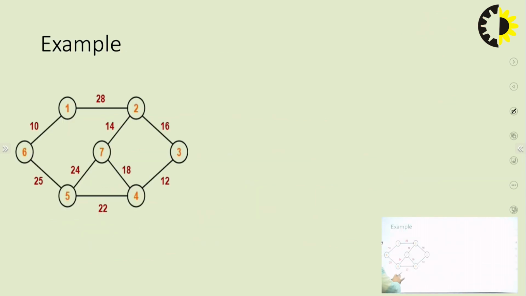So the same example I was already discussing with Prim's algorithm, I'm going to discuss creating an MST by using the Kruskal algorithm. What the algorithm says is you have to sort all the edges once, then one by one you have to select and draw them.